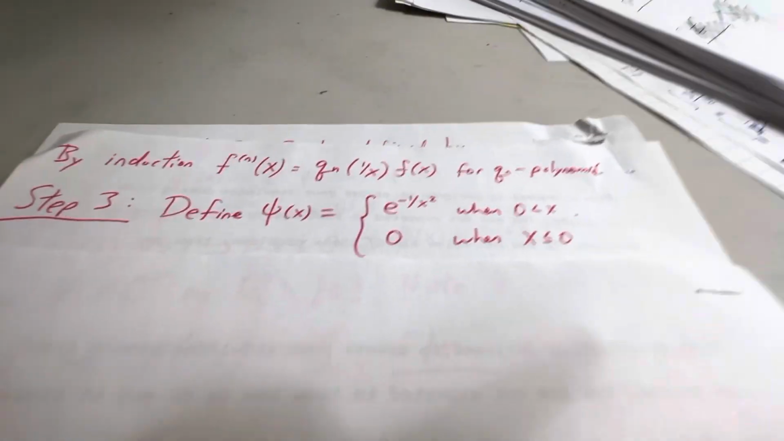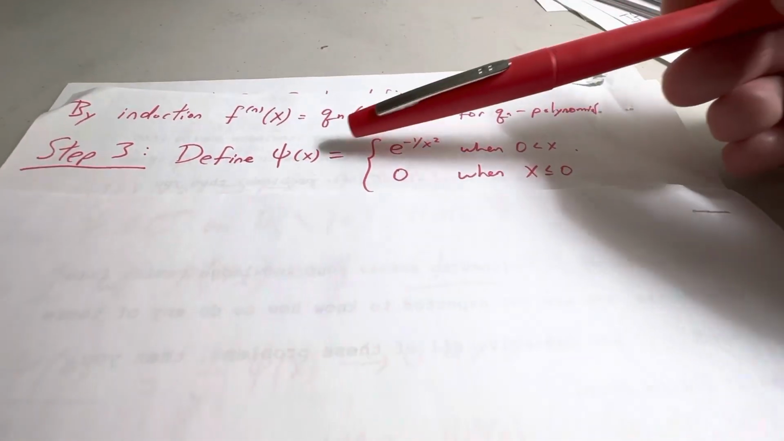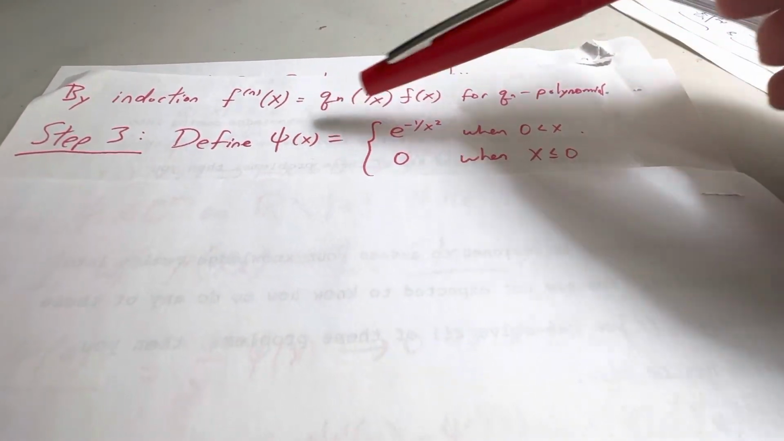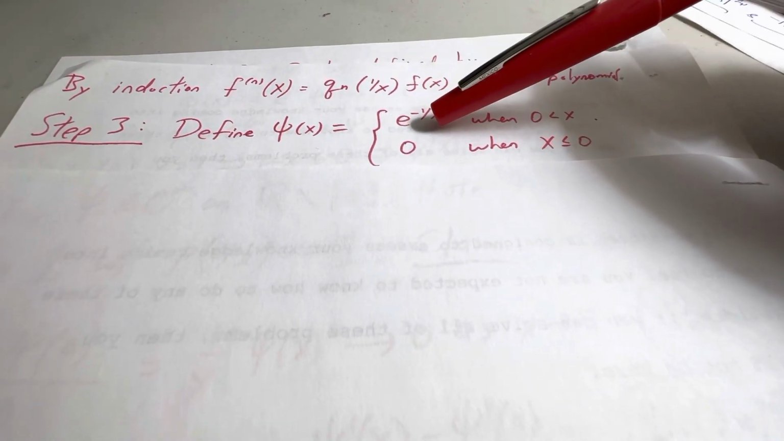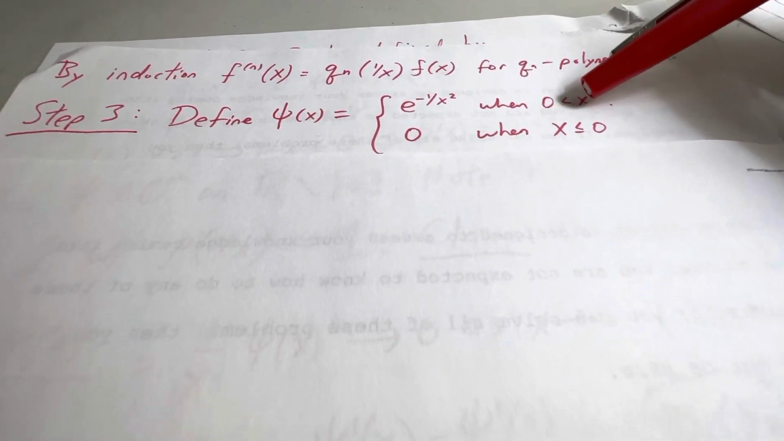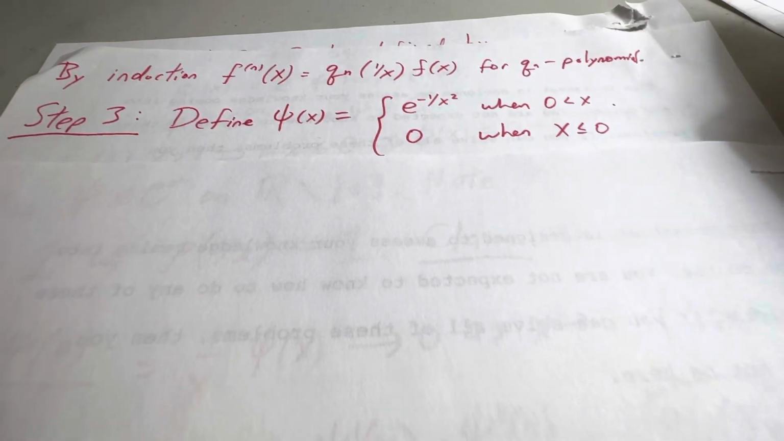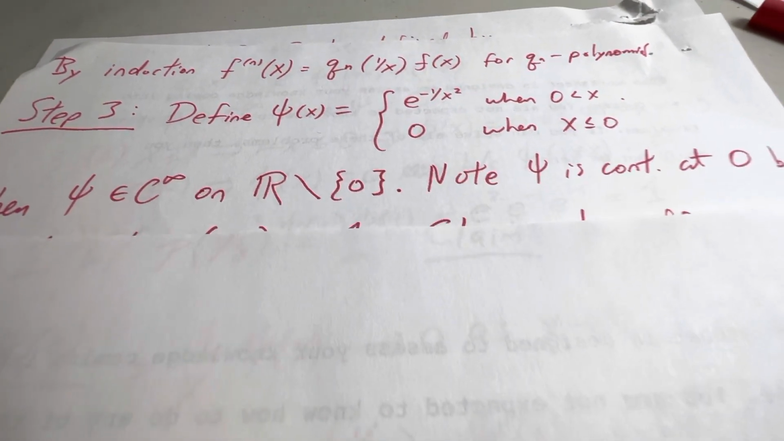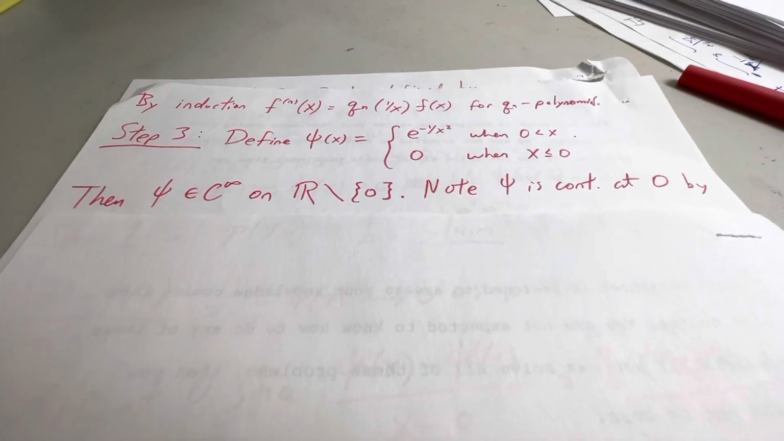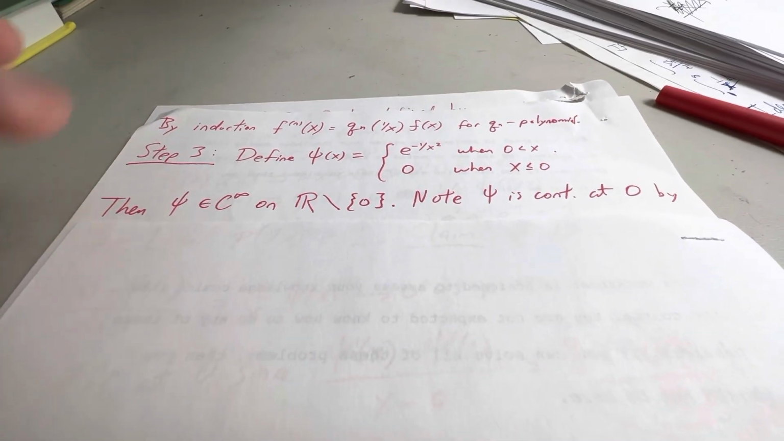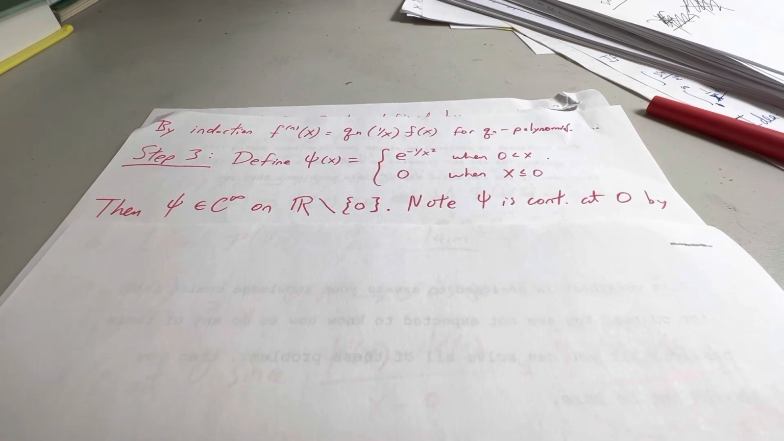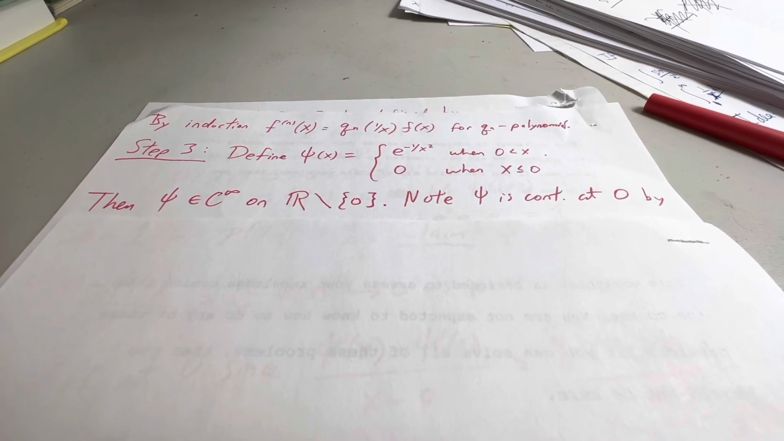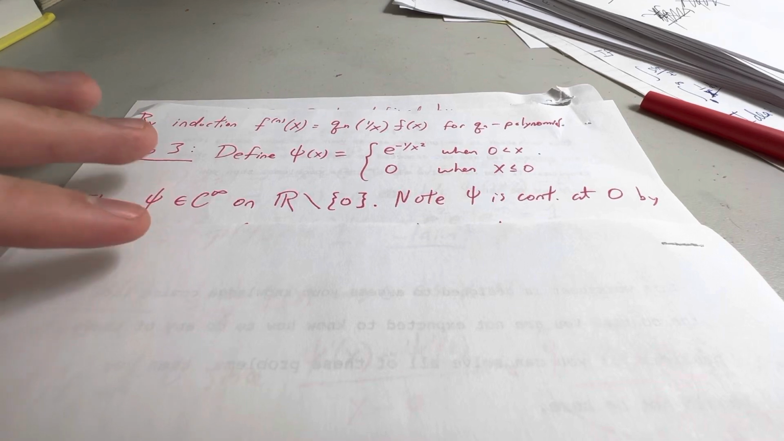What is step 3? Step 3 is where things start to get interesting. In step 3, we define psi to be this e to the negative 1 over x squared when x is positive, and 0 everywhere else. And then we make some interesting observations.